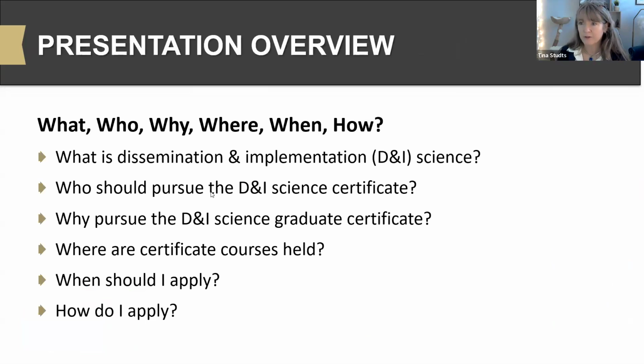The presentation that we're going to go through right now is really to answer these what, who, why, where, when, and how questions. So Borshika is going to start us off with talking a little bit about what D&I science is in the context of this program, what it is that we teach. We'll talk about who should pursue this certificate and why, a little bit more about how we deliver these courses and what the content is and who teaches them. And then we'll talk at the end about the application process. So when the application's open, how do you apply, and a little bit more of that logistical information.